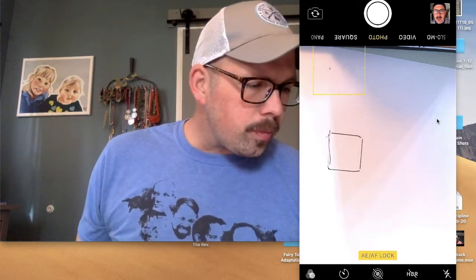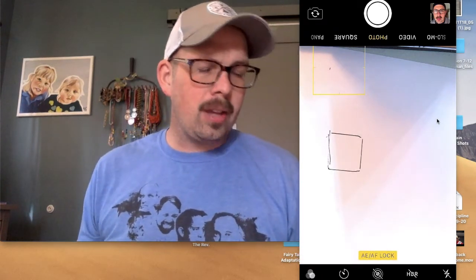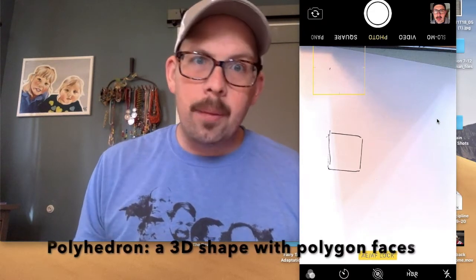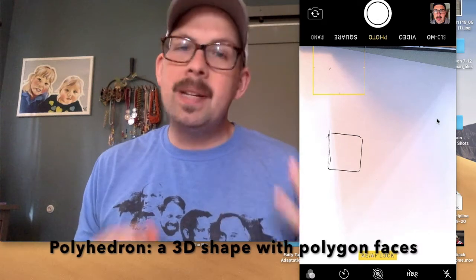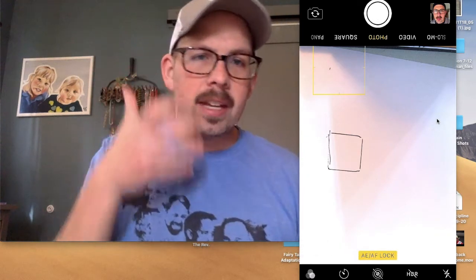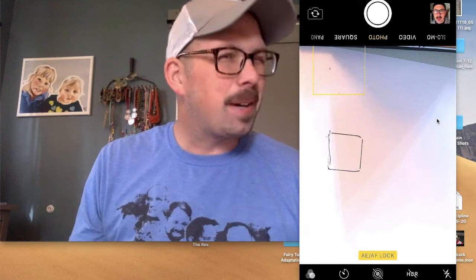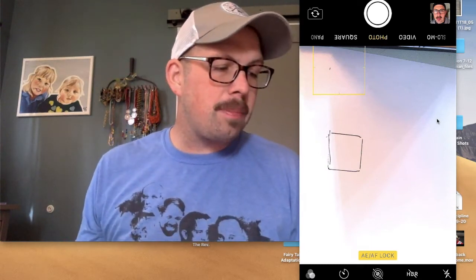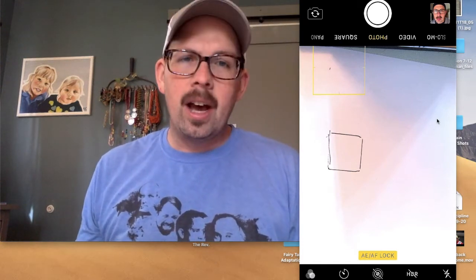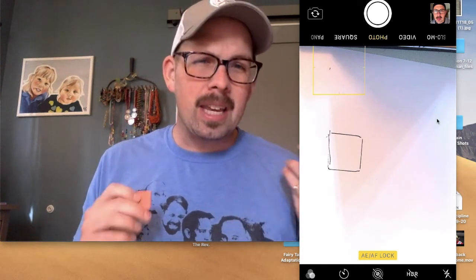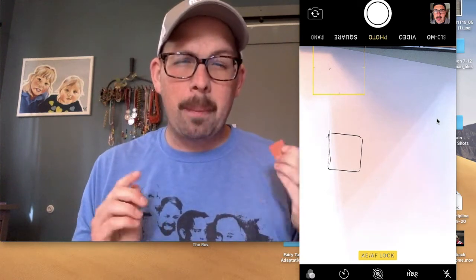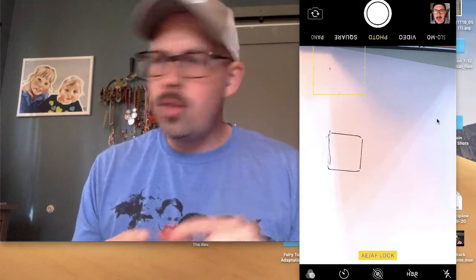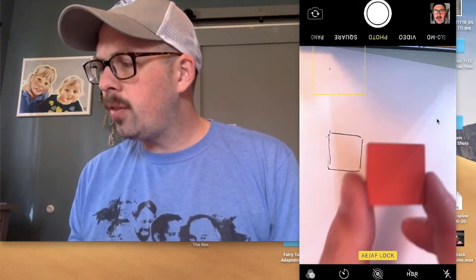Now, the square pattern block is an example of a polyhedron. A polyhedron comes from Greek for poly, which means many, and hedra, which means face, many faces. That's a pretty good face. And 3-dimensional shapes that have flat faces shaped like polygons, that's a polyhedron. So remember, a polygon is a closed figure with no curves or anything like that.